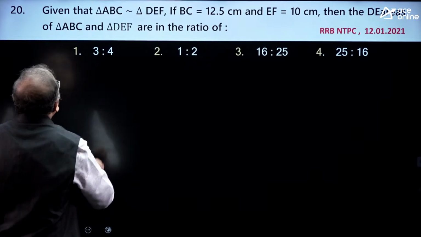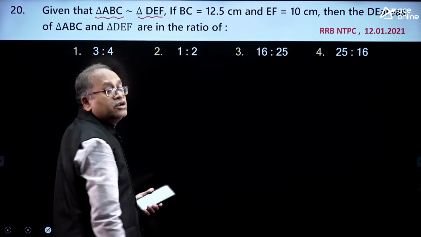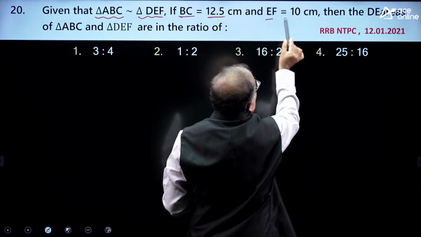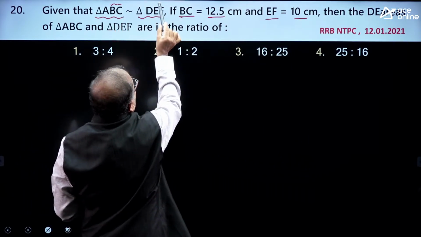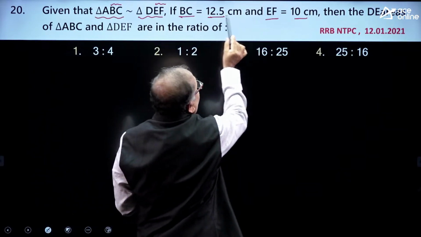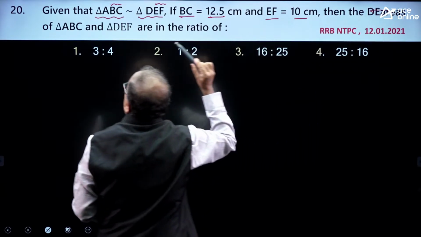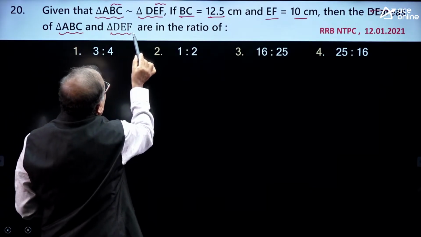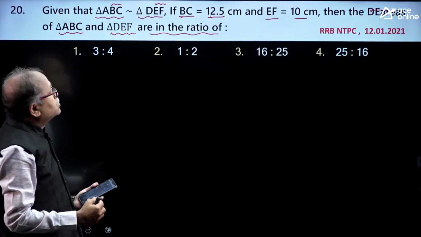So let us take this question. Given that triangle ABC is similar to DEF, BC is given to us and EF is given to us. Look at this one. This is BC, this is EF. They are corresponding sides, and their lengths are 12.5 and 10. Then the areas of ABC and DEF are in the ratio of what? Try to answer this question, my dear friend.